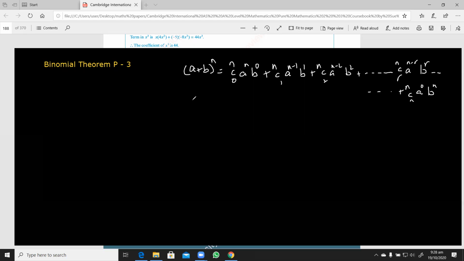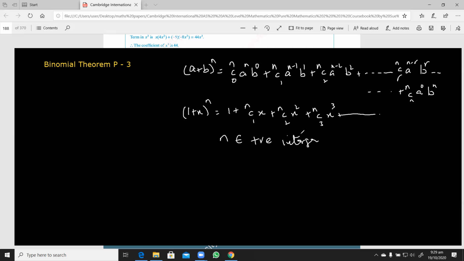Now, there was a second version of this theorem, that was (1 + x) raised to power n. And that was 1 plus nC1 x plus nC2 x squared plus nC3 x cubed, and so on. Now, the problem is that when we go into the binomial in P3, there is a big difference as compared to the binomial theorem of P1. In your P1, this n belonged to the positive integers only. This n could only be a positive integer.